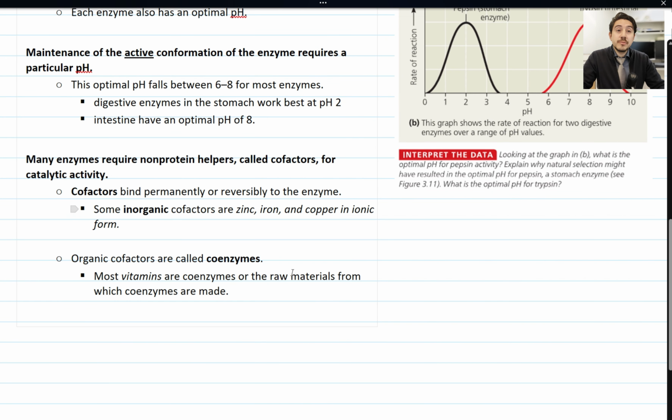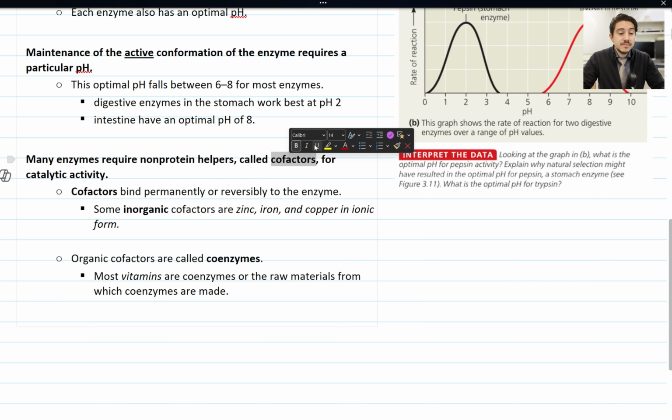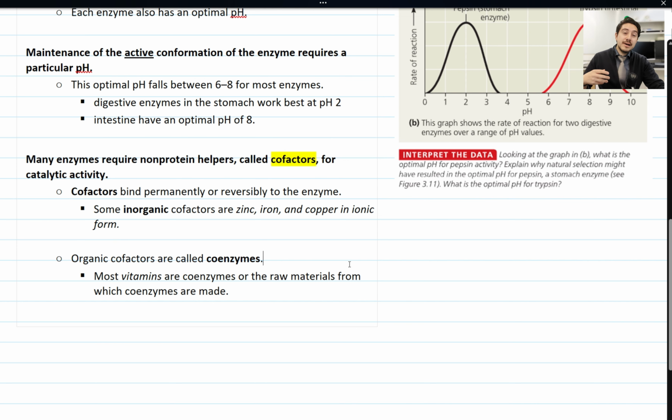Environment. So in terms of temperature and pH, there are other things occurring within the environment that can help enzymes work effectively. There are non-protein helpers, little chemicals that are called cofactors or coenzymes. I'm going to highlight that. So cofactors can bind permanently or temporarily to an enzyme. They're usually inorganic cofactors like zinc, iron, and copper in the ionic form that can activate the enzyme to work, to bind to the substrates.